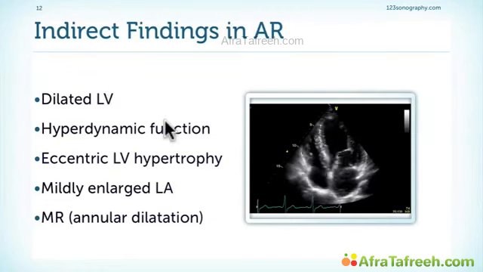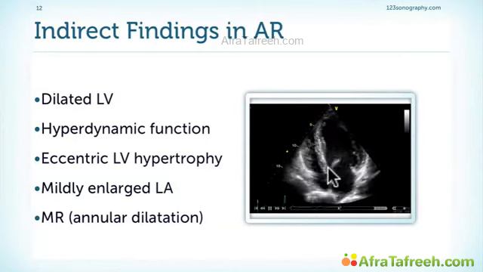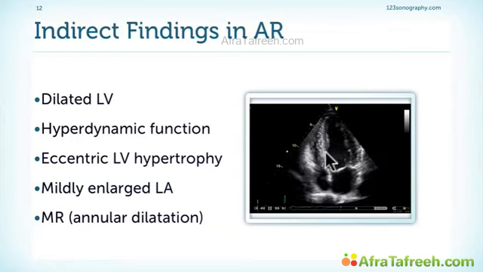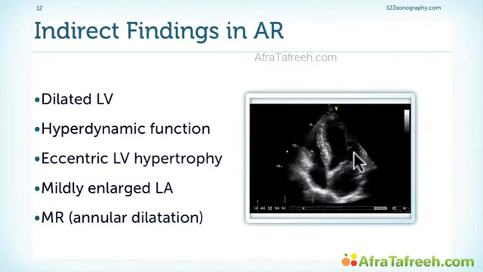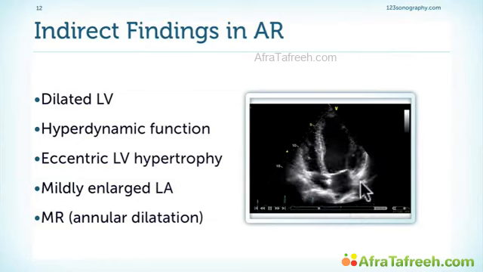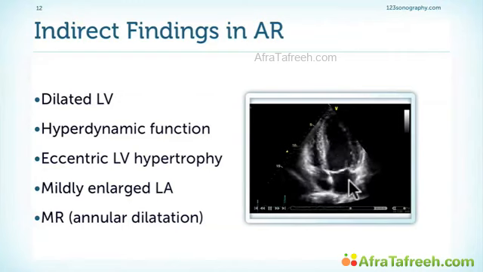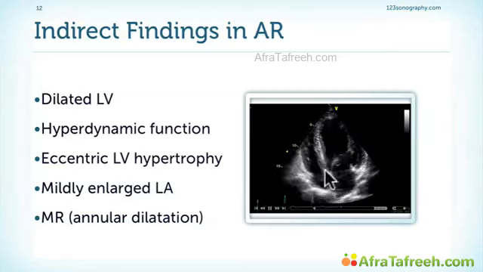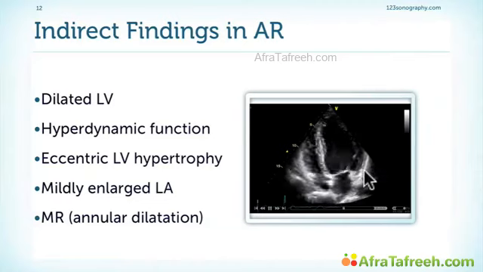Further findings include, as already mentioned, a dilated left ventricle, a hyperdynamic left ventricular function. We also see eccentric left ventricular hypertrophy. In other words, we have hypertrophy in combination with a dilated left ventricle. The left atrium is usually normal in size, at least at the beginning, and then gradually starts to increase in size, but not to the same degree as we would, for example, see it in patients who have mitral stenosis or mitral regurgitation. Finally, if the left ventricle dilates further, we start to get increased mitral annular dilatation, which causes secondary mitral regurgitation in some patients.